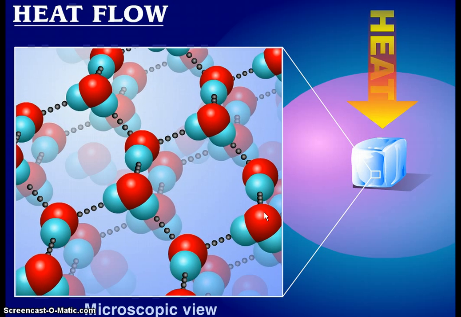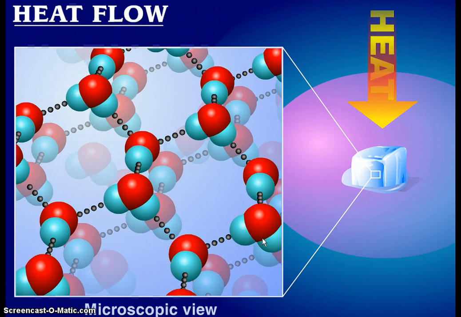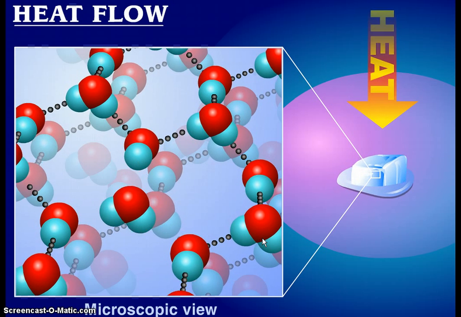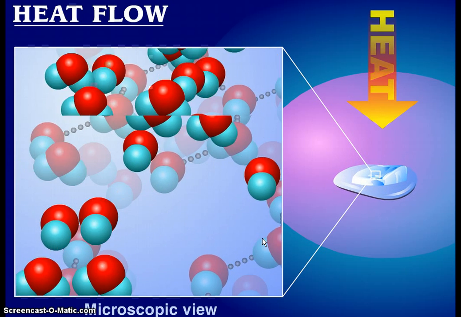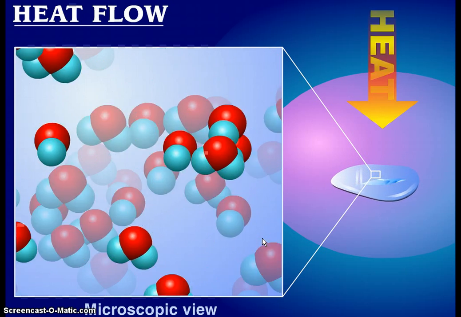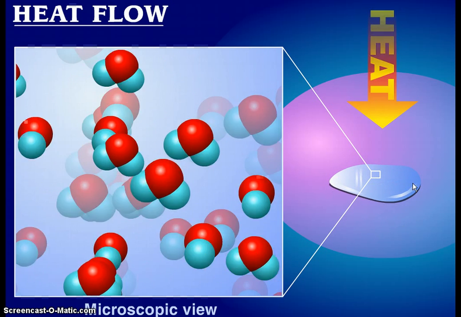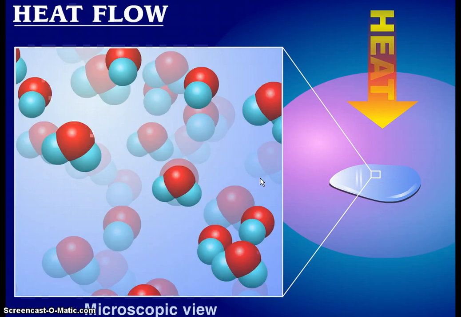As heat continues to get applied to the ice sample, you're going to see that the kinetic energy of these molecules increases, and they are able to move faster to break their hydrogen bonds. And once they have all broken free, we now see that we are left with a puddle of water. We'll look closer at this in the next few lectures.